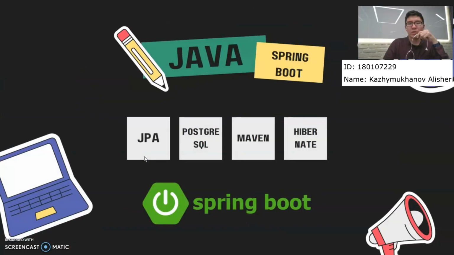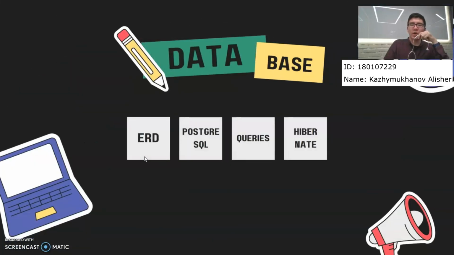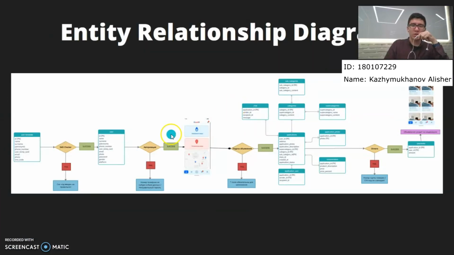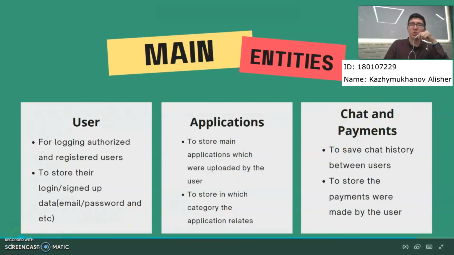So here we have the database side, where we use PostgreSQL as our main database. As you can see here in our entity relationship diagram, we have 11 main entities where a user enters his data, and these entities store the users' data and are used in our application. As examples of our main entities, we have users for logging in authorized and registered users, applications to store main applications which were uploaded by the user, and chats and payments to save the history between the users.